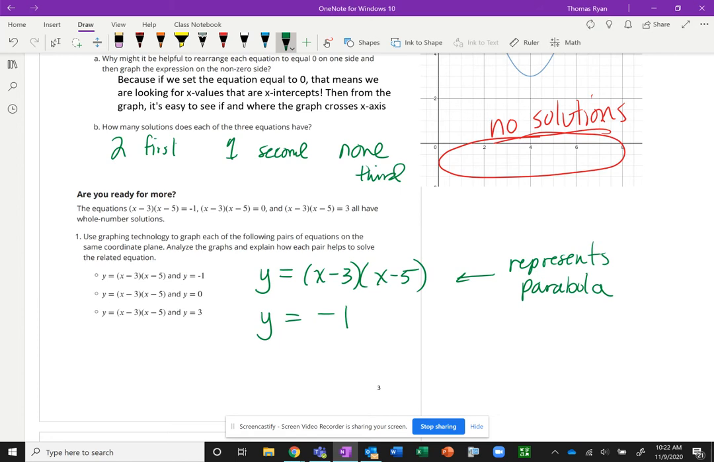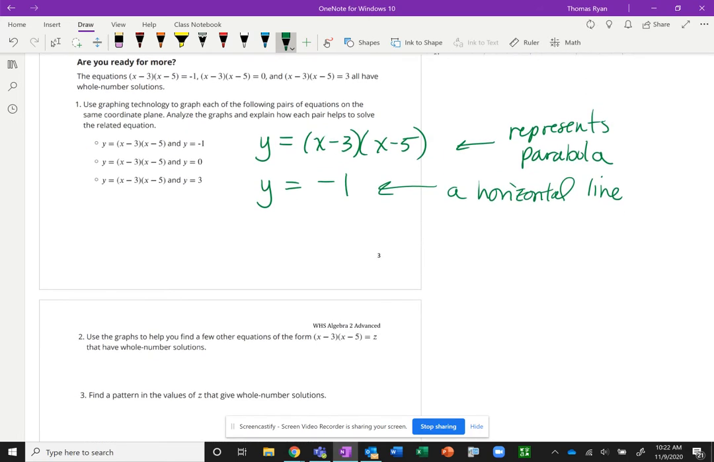Okay, this is the one that we just did. This just represents a horizontal line. Okay, just stick with me here. We're not going to go crazy on this. So since they're both equal to y, it means we can set them equal to each other. So x minus 3 times x minus 5 equals -1.